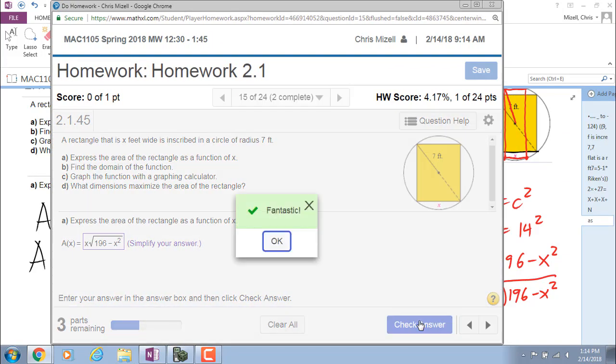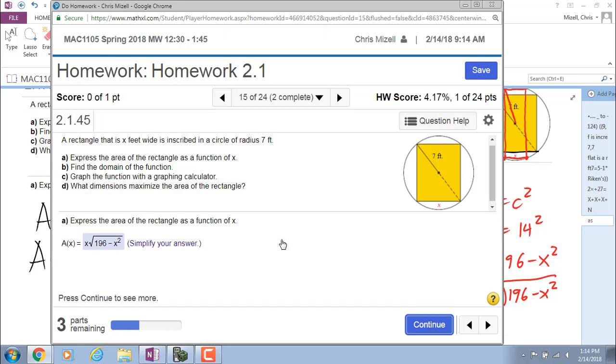Check it. All right. Let's try to find the domain. What values of x are okay? What values of x are too much? I mean, certainly we don't want x to be 0. Then we don't have a rectangle. Or negative, not 0, not negative. So greater than 0. But how high can it be and still fit inside of this circle?